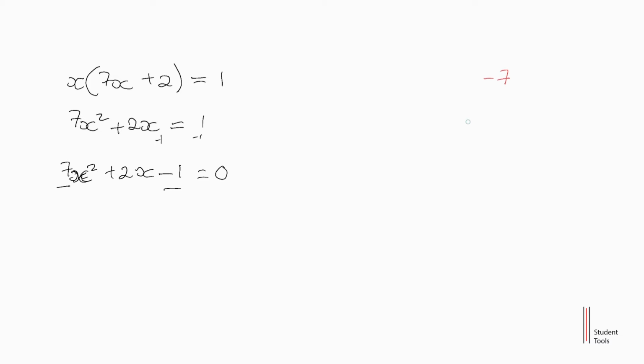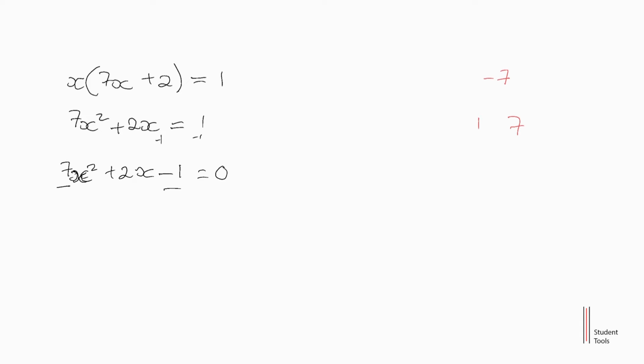So the next step is to find the factors of 7. We have 1 and 7. Those are the only two factors we have. With these two factors, we have to get a negative 7 when we multiply them, and also get a positive 2 when we add them, which is the coefficient of this x. But it seems like we can never get a positive 2 when we add these two factors, no matter how we change them, whether the 1 is negative or the 7 is negative. So that means we cannot factorize this quadratic equation.